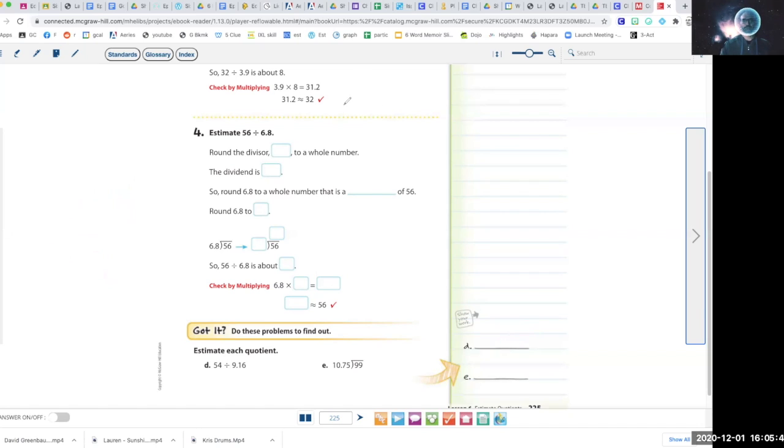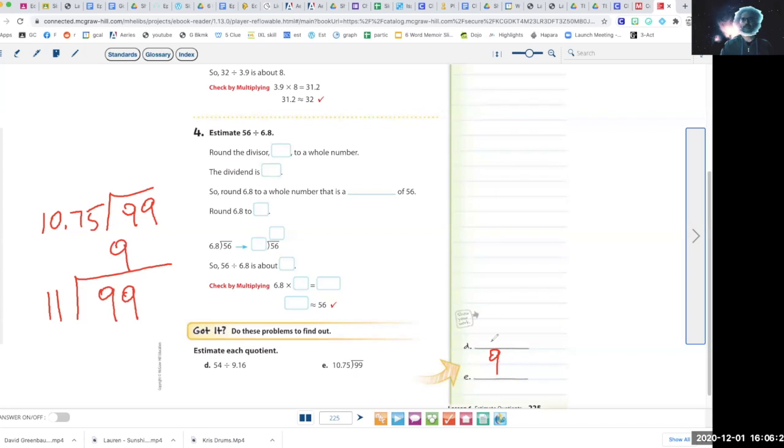Great. Now let's try letter E. Ready, go. All right, so we're going to change this one. Letter E, you have 10.75 into 99. I want to change this into a number that fits easily into 99. I could make it 10, but 10 doesn't fit evenly into 99. So let's go up to 11. Well, 11 into 99 is super easy, right? 11 times 9 is 99. And so the answer to this one would be 9. Great.